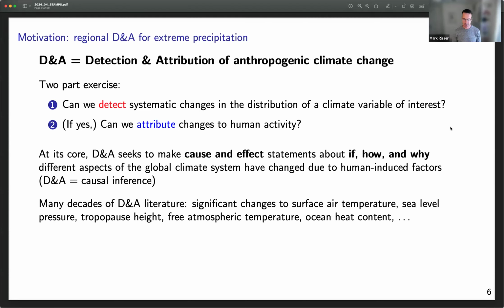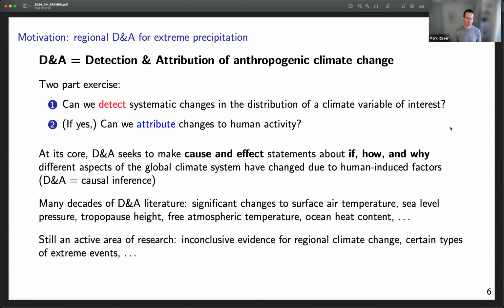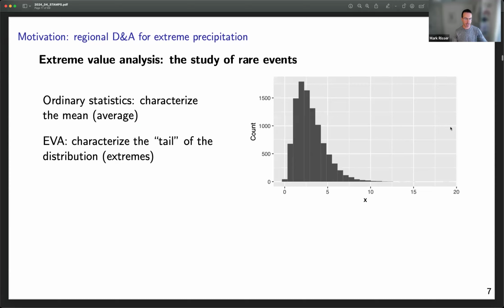And by now there's many decades of really important results out there in this field. A lot of very conclusive evidence for human influence on different aspects of the Earth system, things like surface air temperature, sea level pressure, and a number of other things. But it is still an active area of research. There's other climate variables on certain spatial scales, extreme events, a lot of areas where there's still inconclusive evidence or a need for new methodology, and that's kind of what we're getting at today.